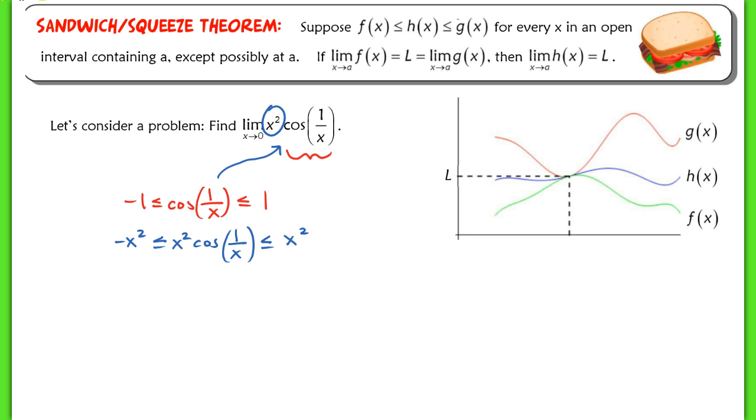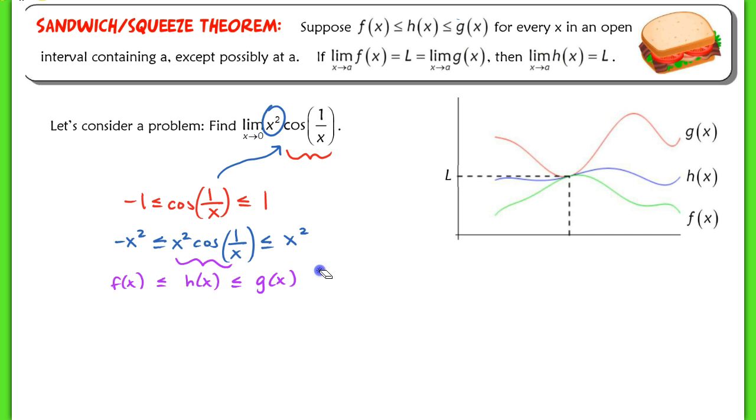So what I've done is I've just created a situation where I have f of x, some function, which is less than or equal to h of x, which is less than or equal to another function, g of x. So I've just sandwiched this function here, the one that I'm trying to evaluate the limit of. I've sandwiched it between two other functions that I do know how to evaluate when x approaches 0.